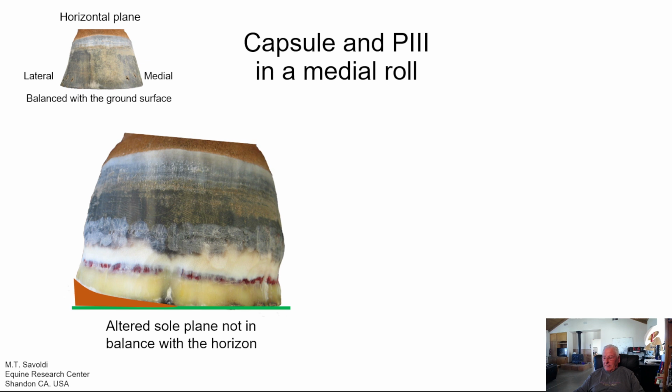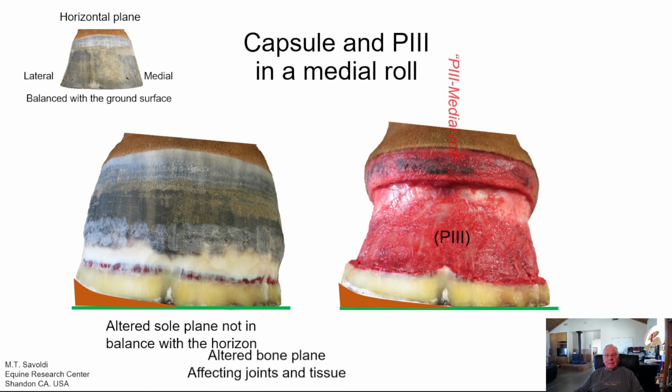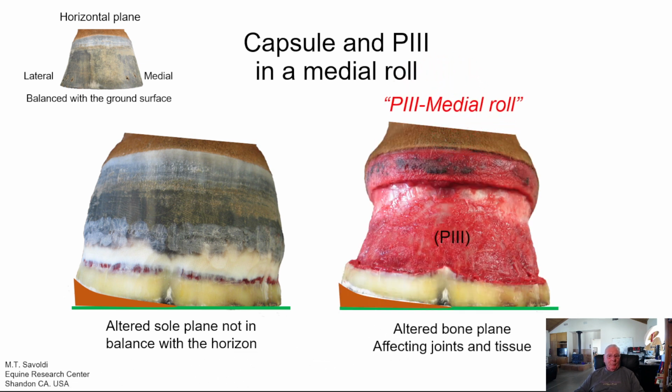So let's see what it does to the P3 bone. It put the P3 bone in a medial roll. Again, we'll go back to my favorite saying, pathology can be based on the plane of the P3 bone. So if I can, one of these bones here was showing pathology. Probably don't have one. But anyway, the capsule no longer is in balance with the horizon. Neither is the P3 bone on a medial-lateral plane in balance with the horizon. What does that do for your collateral ligaments? It's going to stress them and other tissues within the foot.